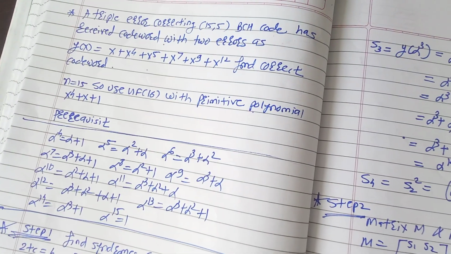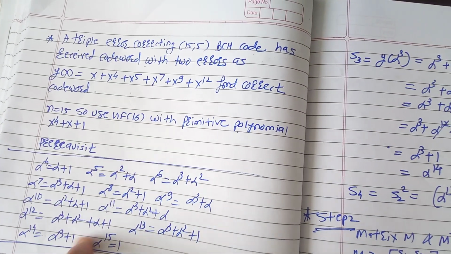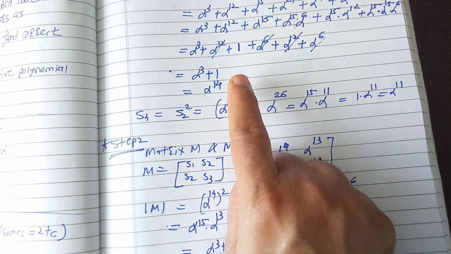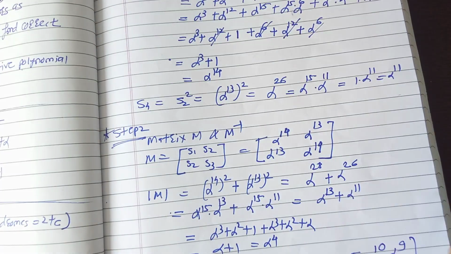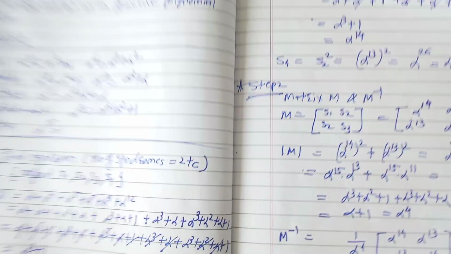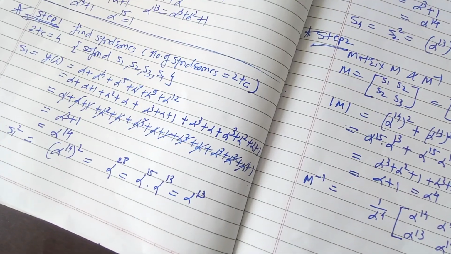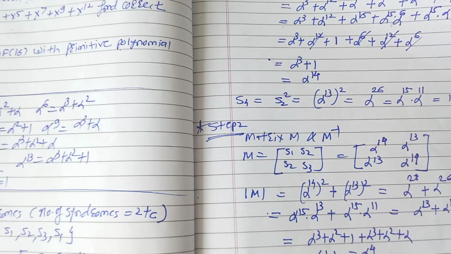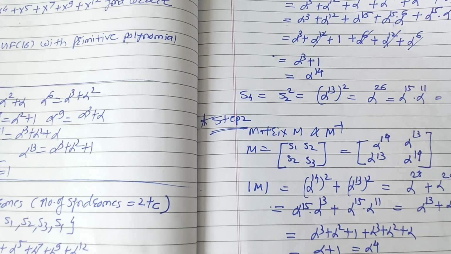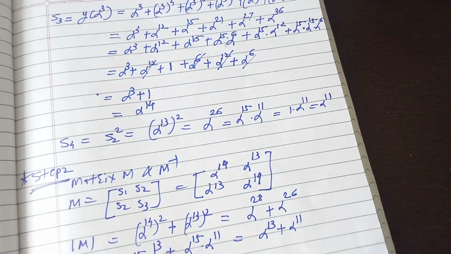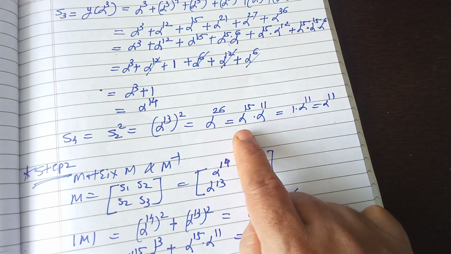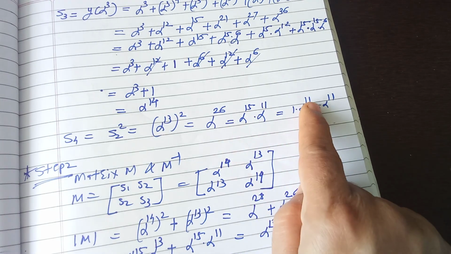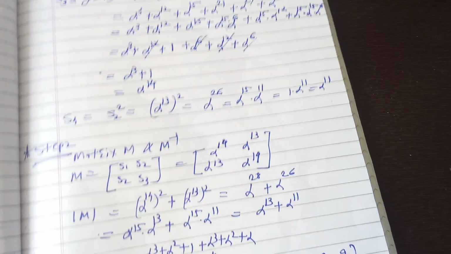Alpha 40, alpha cube plus 1. Okay, after that S4 is S2 square. S2 is alpha 13. So that is equal to alpha 13 square. Alpha 13 square means 26, which means alpha 15 into alpha 11. Alpha 15 is 1, so that is equal to alpha 11.